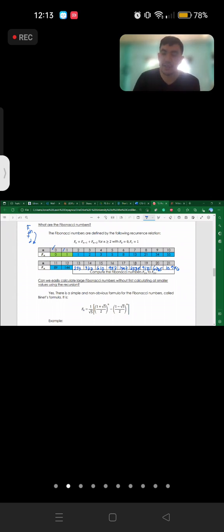Here's the concern. What if you are tasked to compute F sub 60? Using this relation here, F sub n equals F sub n minus 1 plus F sub n minus 2, that would be F sub 59 plus F sub 58. So again, if you're going to compute for F sub 60, you should add F sub 59 and F sub 58. However, there's another problem here. Before you can solve for F sub 60, you should know the values of F sub 59 and F sub 58.